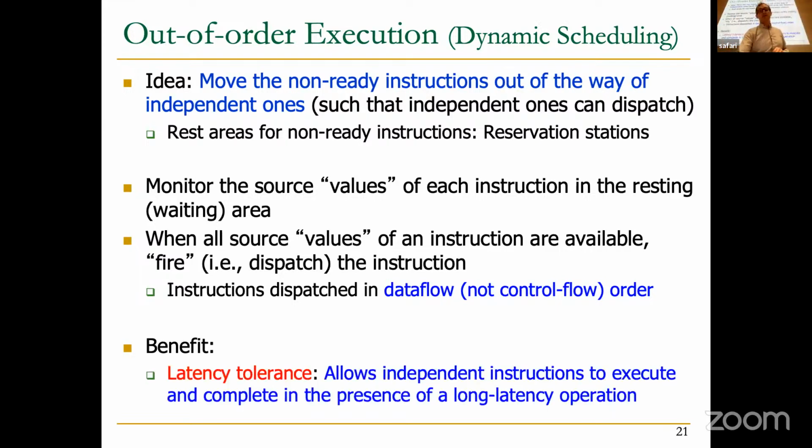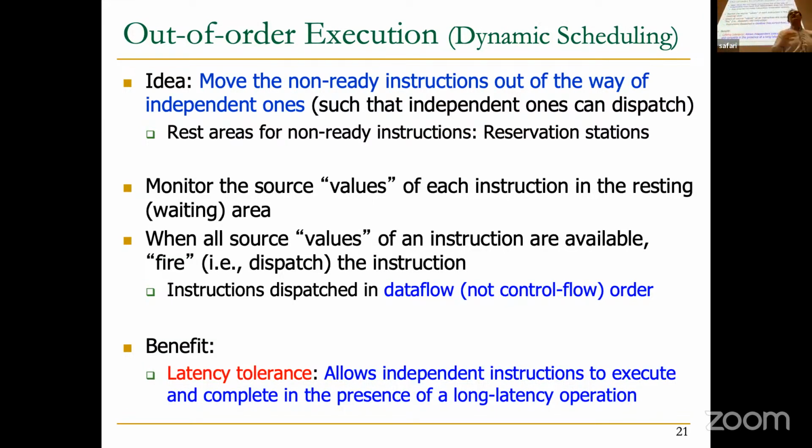So the big benefit over here is latency tolerance, meaning that if an instruction is taking a long time, it's not going to stall the pipeline. Independent instructions can execute and complete in the presence of a long latency operation, which could be a multiply, as I showed you earlier, which could be a load, as I showed you earlier, which could be anything actually. As long as it takes more than one cycle, you can tolerate that latency if this mechanism is able to find independent instructions in the program.